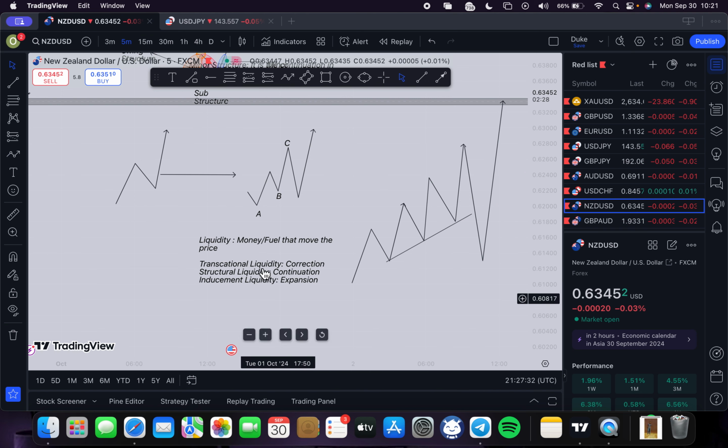This is your transactional liquidity, which are the corrections that will always happen in the market. Okay? These are your transactional liquidities. Do you understand now?